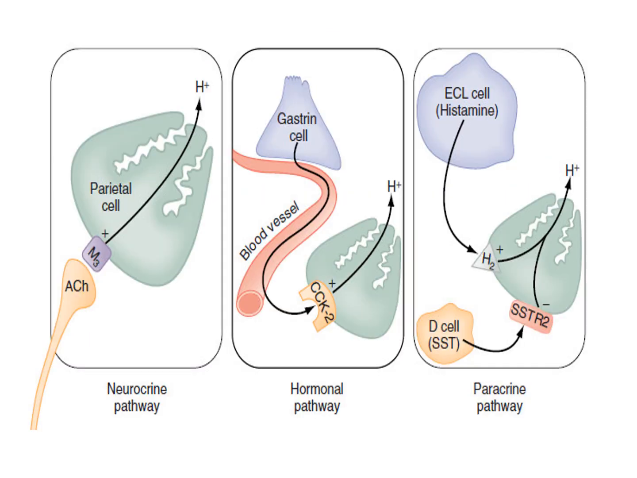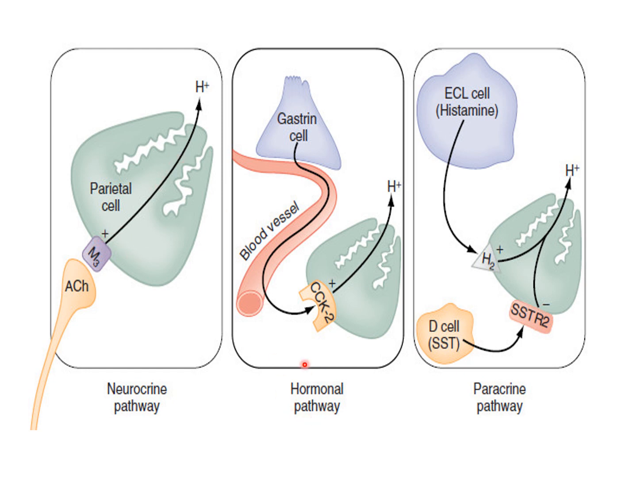Here you can see three different forms of parietal cell activation. One is the neurocrine pathway, the other one is the hormonal pathway, and the third one is the paracrine pathway. So the neurocrine pathway is activated by activating the M3 receptors, which are acetylcholine receptors. When acetylcholine is released from the neuronal end, it will activate the M3 receptor on the parietal cell, which secretes the H plus ion.